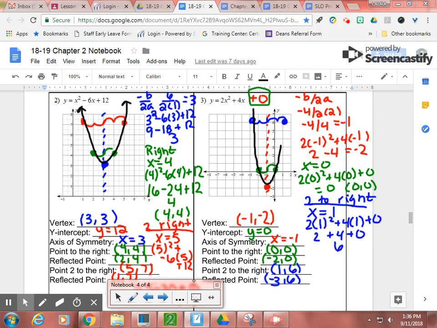Make sure this is U-shaped and not V-shaped. It shouldn't be an absolute value graph. It should be a quadratic. And that's all there is to it.